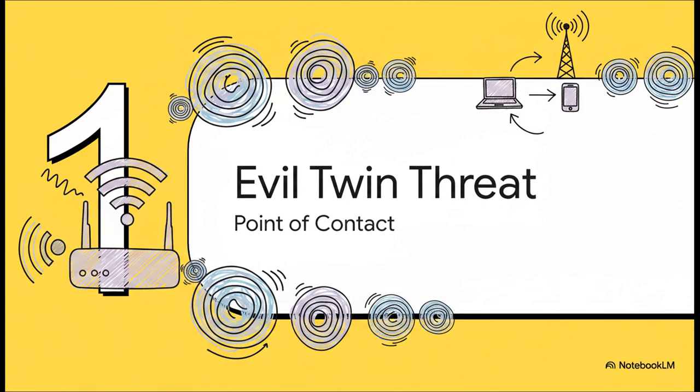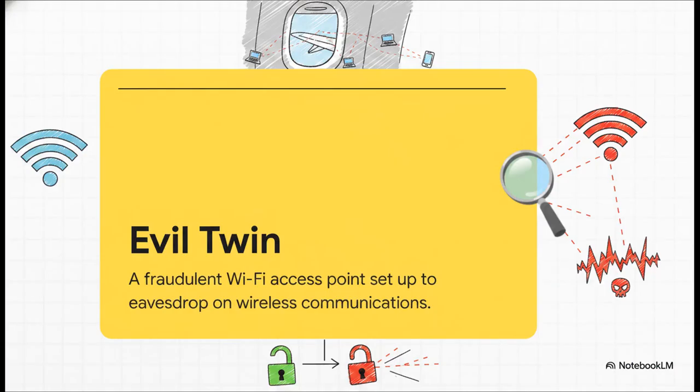All right, kicking things off with Section 1, the evil twin threat, which is the point of physical contact. Now, you might be wondering, where does a cyber attack actually begin? Well, the most crucial thing to understand about network security is that an attacker's very first move usually doesn't start with some complex string of code. It starts with physical proximity to the radio waves bouncing around the room you're sitting in.